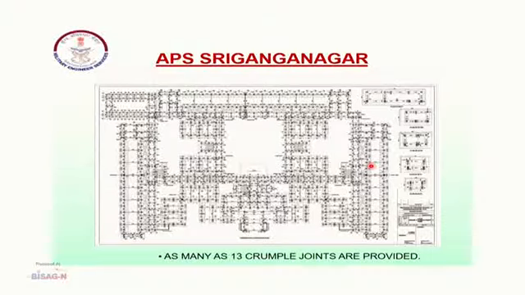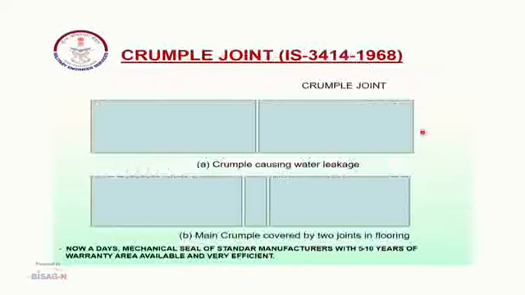APS, this Army Public School Sri Ganganagar, I have designed this building, and this building has 13 crumple joints because of its length and because of change in geometry. So, we have to provide this. This was the case in Army Public School Gorakhpur, where crumple was not designed properly and water was coming inside the room. So, then a second provision was made under maintenance, that instead of 1, 2 joints were kept and the main joint was sealed.